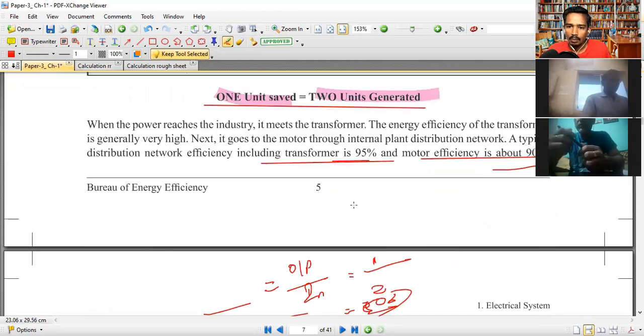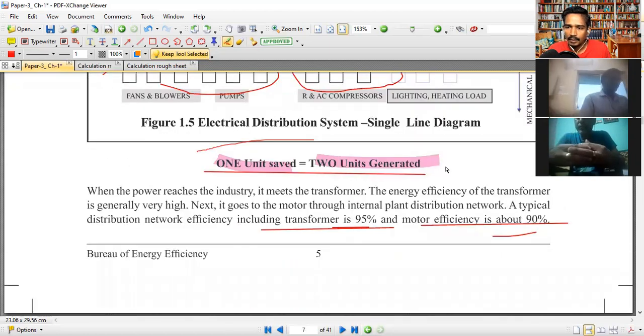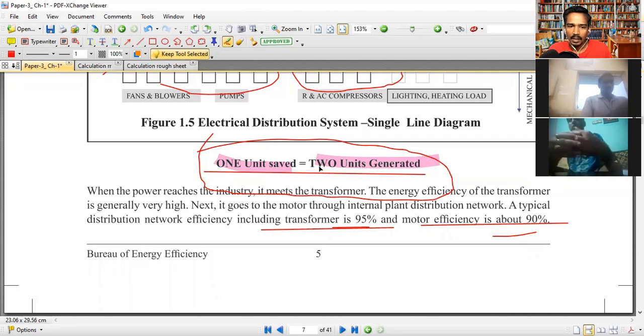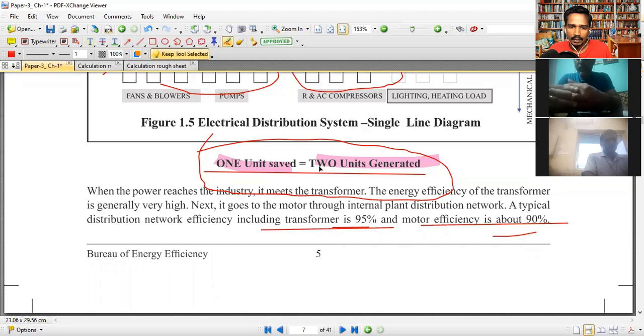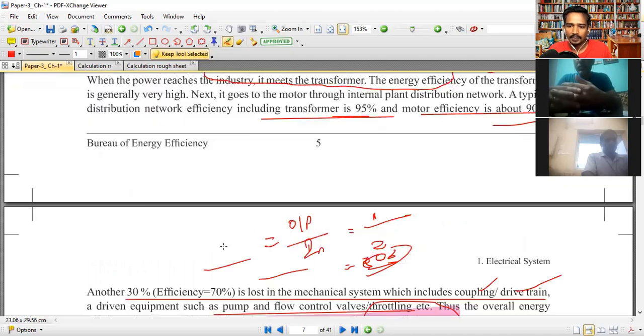This is a very important one mark. You have to remember this. In the distribution side, for industrial, if asked how many units we have to generate for 1 unit used, then you have to say 2 units generated. 2 units generating, then one unit is used for industrial. Can you understand this one? Yes, yes, sir. This is very important, 1 mark.